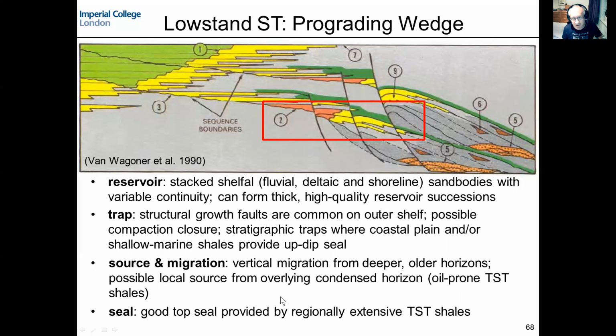Okay, the source and migration, well, again, that can be from older, deeper stratigraphic levels, or from these condensed shales, which you can see, again, these dark green colors. They're juxtaposed against these shallow marine deposits of the Lowstand wedge, and they also provide the potential for good top seals as well.